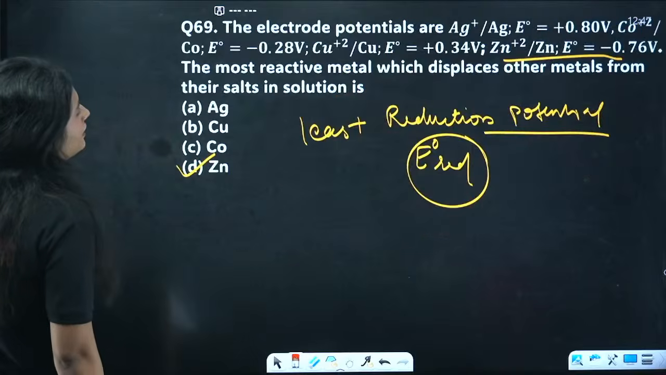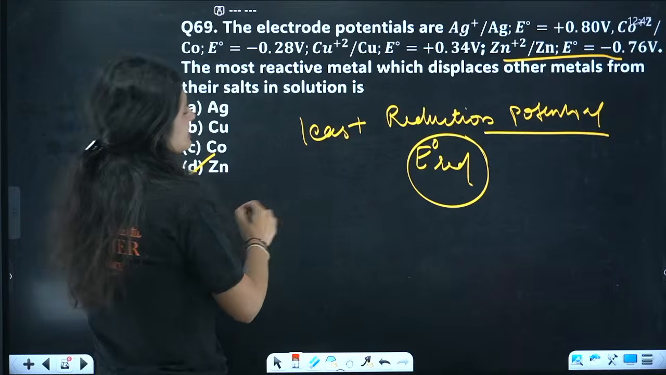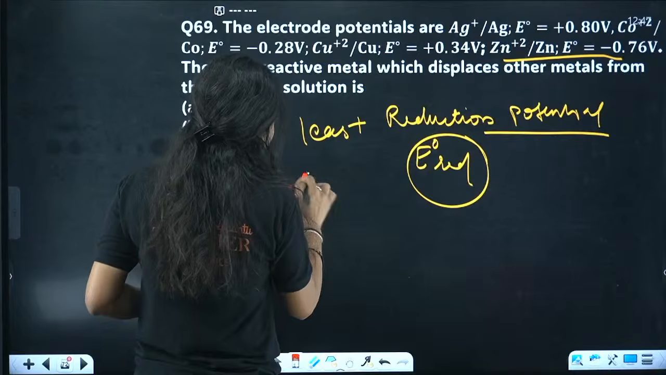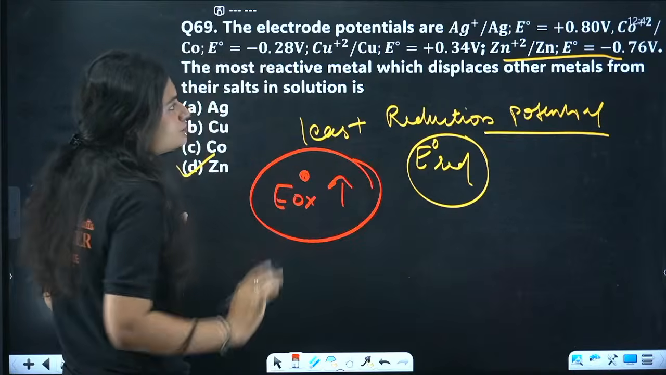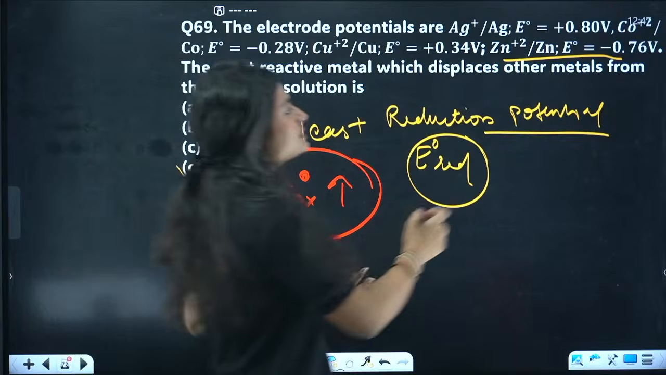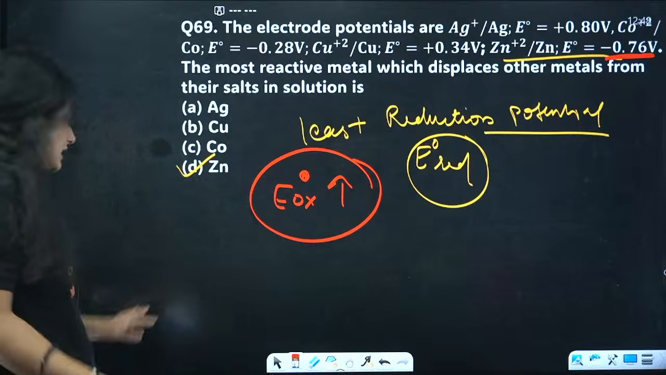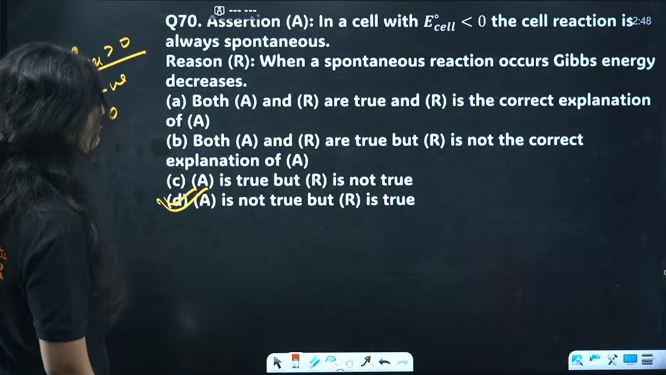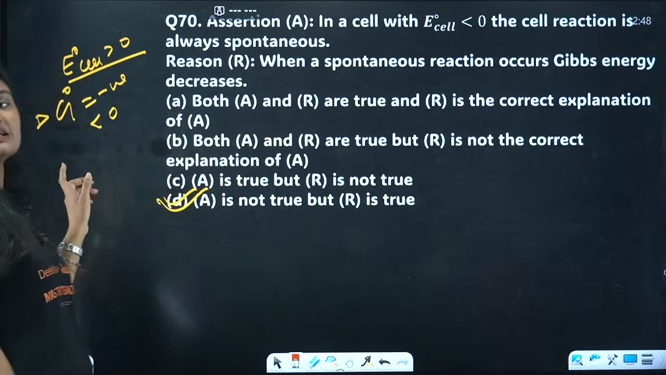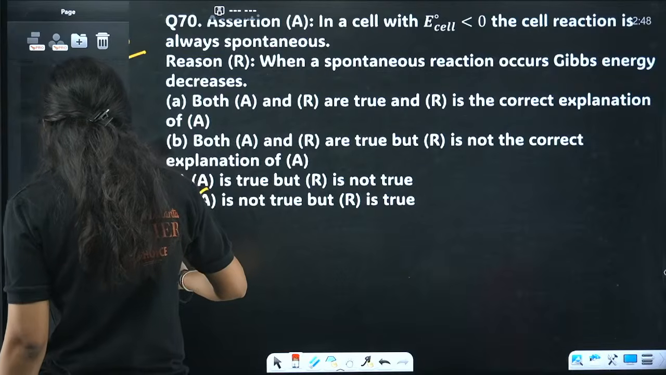Next question. Electrode potential. Again, the metal most reactive will be the one which is oxidizing, right? So that means it should have high oxidation potential, or low reduction potential, you can say. This is reduction potential. So least reduction potential is for this one, minus 0.76. Least reduction potential. This will be the most reactive. Again, for a spontaneous reaction, E naught cell should always be positive and delta G naught should always be negative.